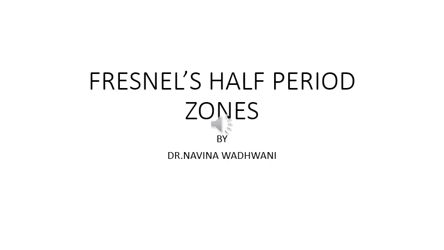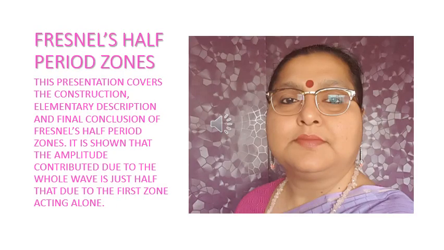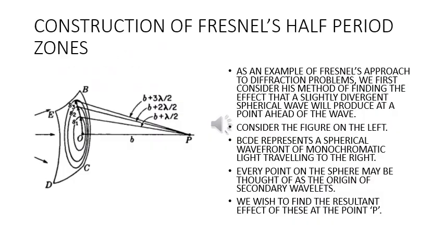This presentation describes Fresnel's half-period zones. We discuss the construction, elementary description, and final conclusion of Fresnel's half-period zones. It is shown that the amplitude contributed due to the whole wave is just half that due to the first zone acting alone. Let us construct Fresnel's half-period zones as follows.